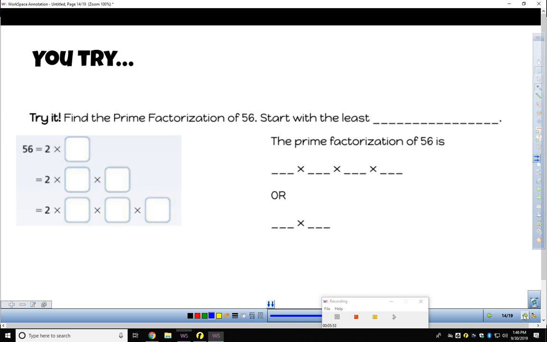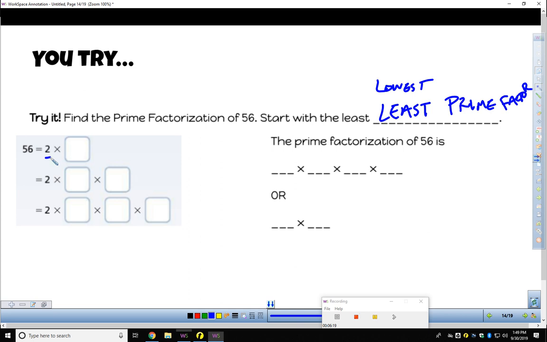We're going to try this prime factorization of 56. They want you to start with the least or lowest prime factor. I ran out of room, which is why they start with 2 here.